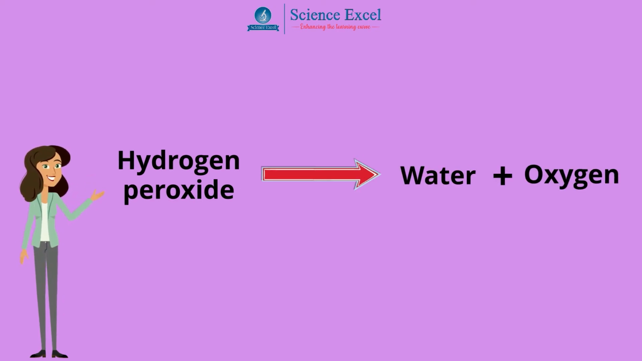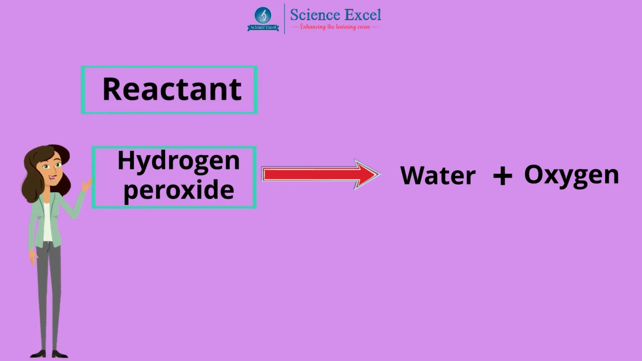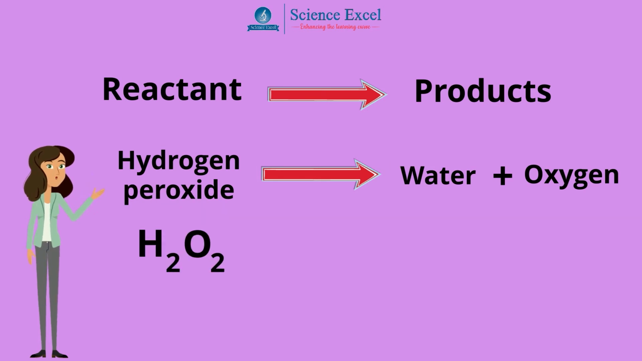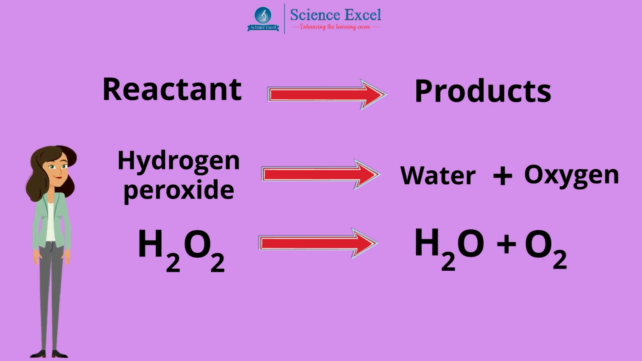Let us take the example of the reaction in which hydrogen peroxide is broken down into water and oxygen. Here, hydrogen peroxide is the reactant and it is broken down into products which are water and oxygen. The atoms that started out in hydrogen peroxide molecules are rearranged to form water and oxygen molecules.